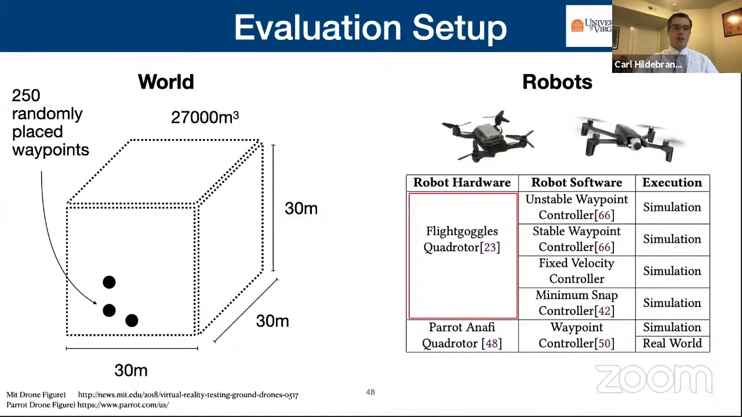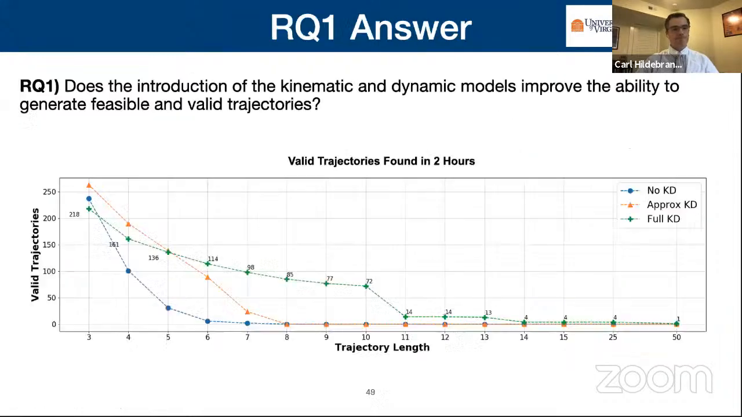The first is called the Flight Goggles quadrotor, which is a quadrotor simulation made available by MIT based on the drone in the left image. And for this quadrotor, we implemented four different software controllers to see if different control methods affected our technique. Secondly, we used a Parrot Anafi quadrotor, which has both a physical and a simulation available.